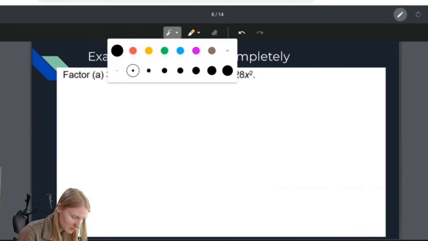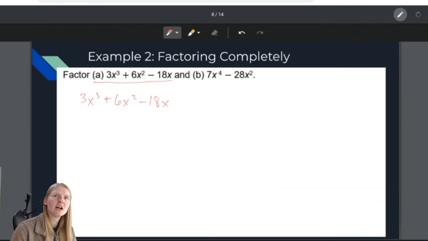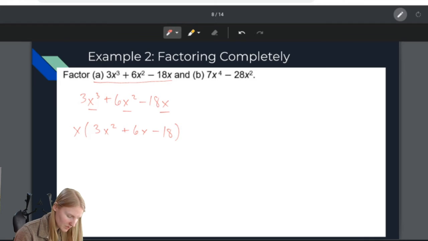So let's color code for this. We're going to look at A first. We're going to look at 3x cubed plus 6x squared minus 18x. The first thing I notice is that there is a greatest common factor in all of these. Look, they all have an x in them. And let me leave that underlined. So let's pull the x out, and we get 3x squared plus 6x minus 18. Awesome.